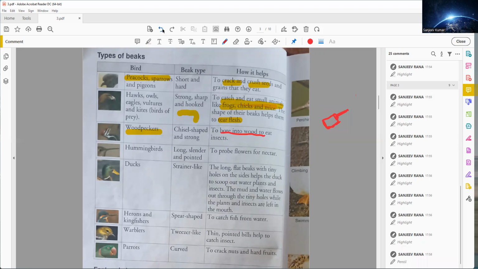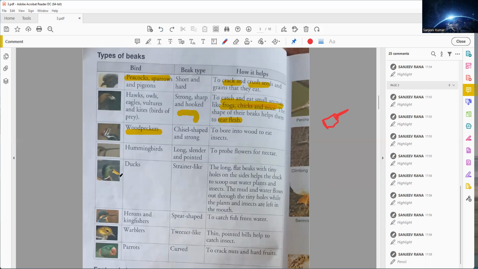If the beak is pointed, what will happen? Pointed means they will be able to probe the flowers for nectar. It means that it will act as a syringe. You have seen a syringe, an injection. So it acts as an injection to get the nectar from the flower, to suck the nectar from inside the flower. So it is a long and pointed beak.